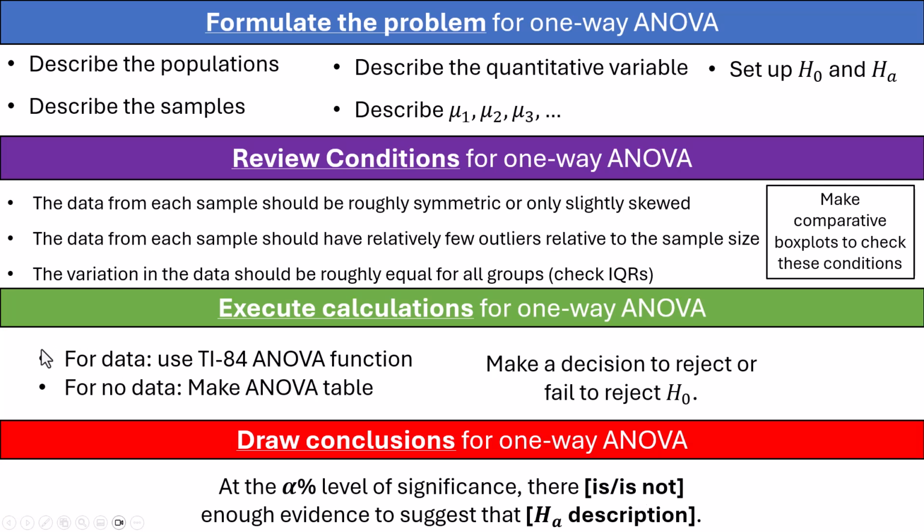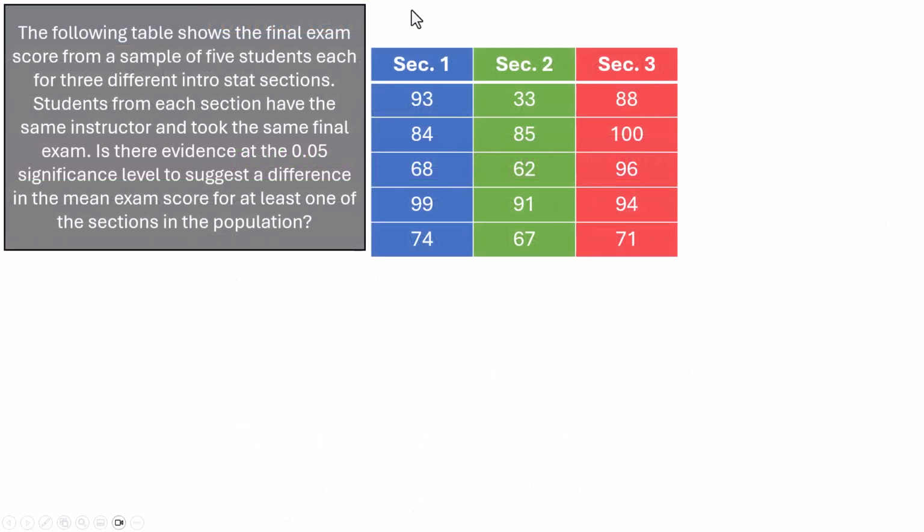All right, let's go ahead and look at an example when we are given the data. What I mean by given the data is you actually have numbers that could be plugged into your TI-84 calculator. So in this case, it says the following table shows the final exam score from a sample of 5 students each from 3 different introstat sections.